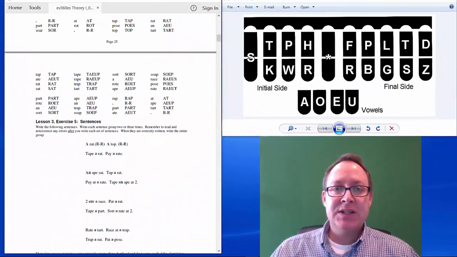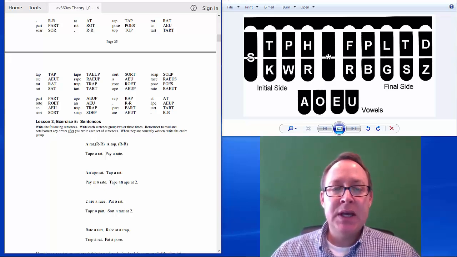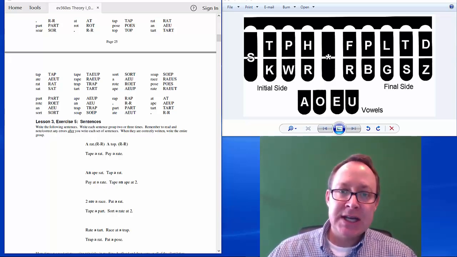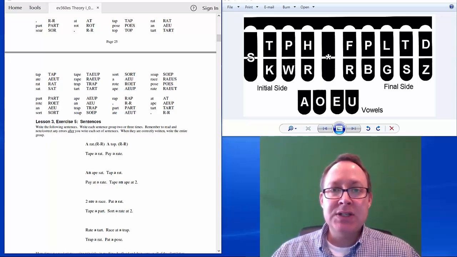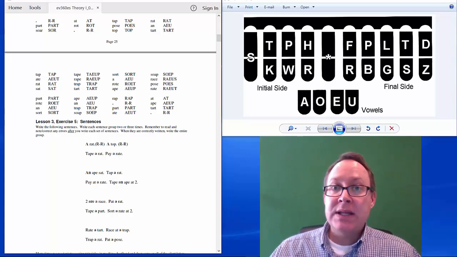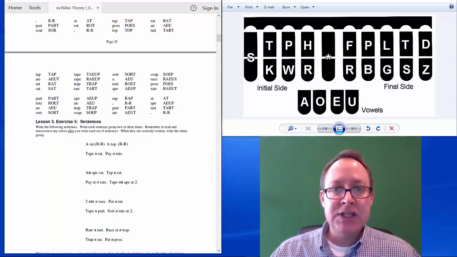This is Lesson 3, Exercise 5, Sentences. Write these sentences as straight copy 2 or 3 times, and what you should do is write each sentence, check that sentence, make corrections, make notes of anything that was messy or caused hesitation, and then after you write each sentence in a group, go back and write the entire group and go through each group until you get to the end, checking your notes after each sentence.